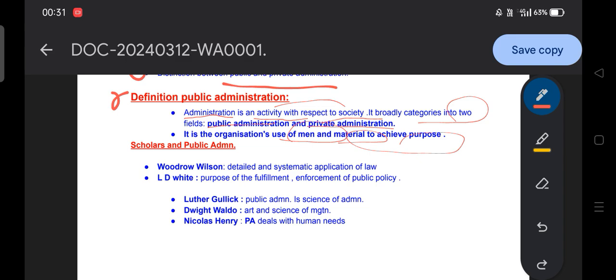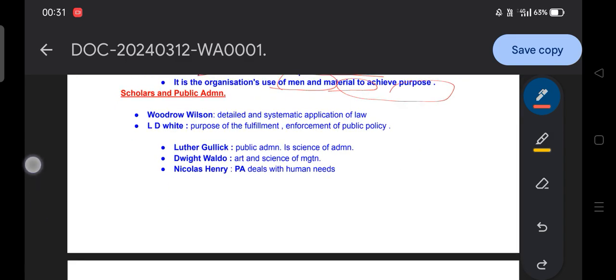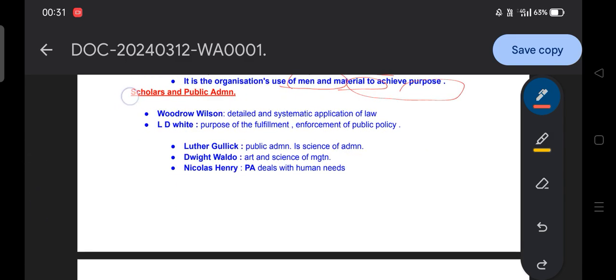Then we'll switch to something very important from the exam point of view: the scholars who define public administration in different ways, which can be converted into questions. Here you can get the question. So you can see the scholars and public administration. First of all, we will see Woodrow Wilson. You all know that Woodrow Wilson is the father of public administration, who wrote in 1887 the essay The Study of Administration.